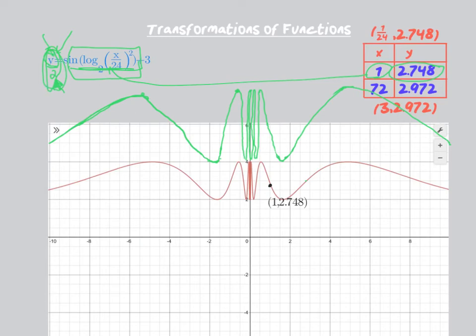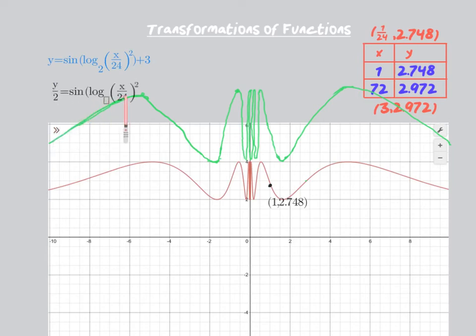that equation. So our new stretched out equation is simply y over 2 equals sine of log of x over 24 squared base 2 plus 3. There is, remember, that little issue of keeping the y isolated. So you are going to have to multiply both sides by 2 in order to get y by itself. Which means your final equation will be y equals 2 times the sine of log x over 24 squared base 2 plus 6.